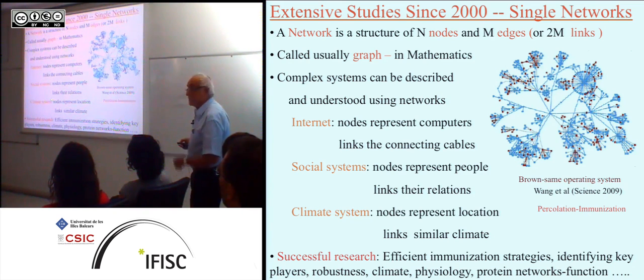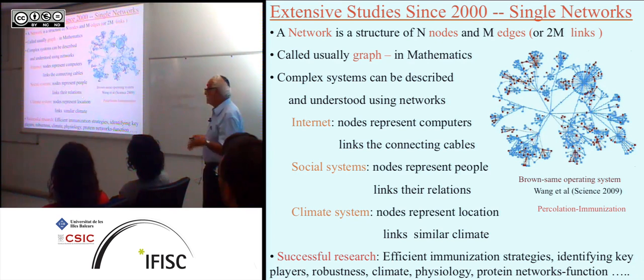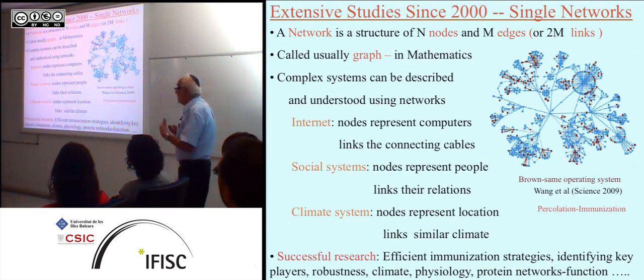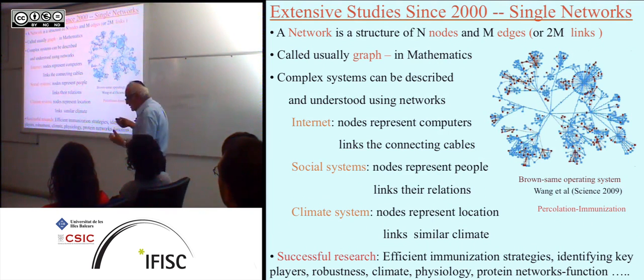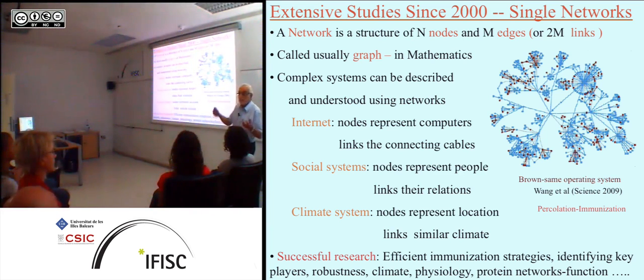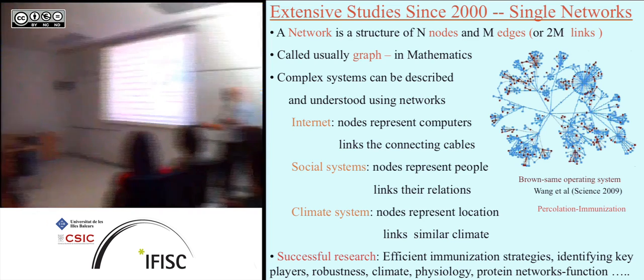Climate system, and this is what I will speak a little more about here. There's an expert, Jovan, here, who did a lot on the climate system. The nodes represent locations, and the links represent similar climate in both locations. This is a new paradigm in climate, that not only testing the climate in one place, testing in another place, this teaches us something, but the interaction between places can teach us something new. Because maybe there are interactions which are not seen just by looking in one place or in another place.